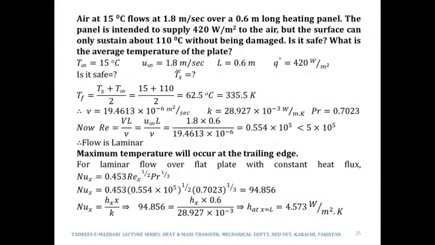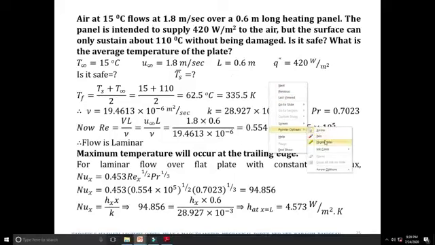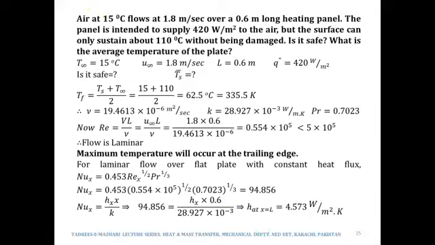Now the next problem says that air, again the fluid is air, so we need to keep in mind whether it is air or water, so that we can refer to the correct table for evaluation of the properties at film temperature or at any other recommended temperature. So it is air which is flowing at 15 degrees Celsius, so this 15 degrees Celsius would be the value of T infinity at 1.8 meters per second.